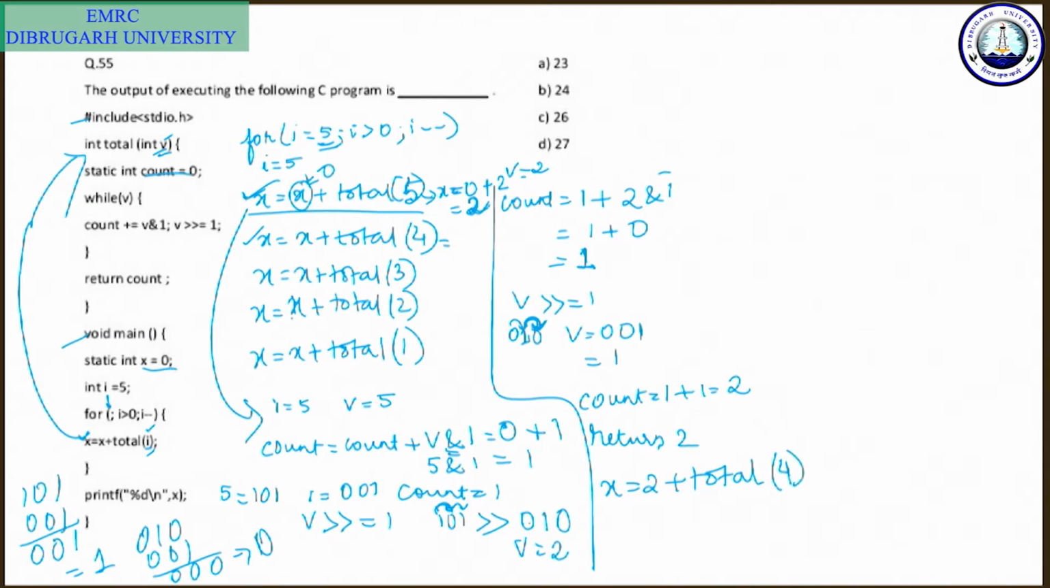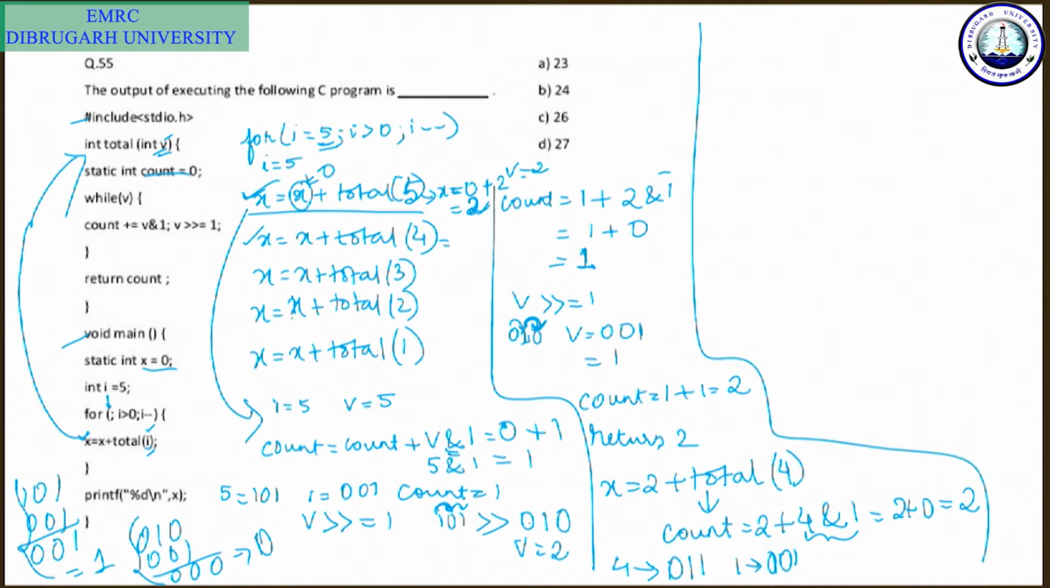Okay. So, again the same thing of count. We will write here count is equal to 2 plus 4 and 1. What is the value of 4? The value of 4 in terms of bits, you can write it as 0 1 1 and 1 is 0 0 1. So, again you do the AND operation. In the same process which we had done, you will get 2 plus 0 is equal to 2.